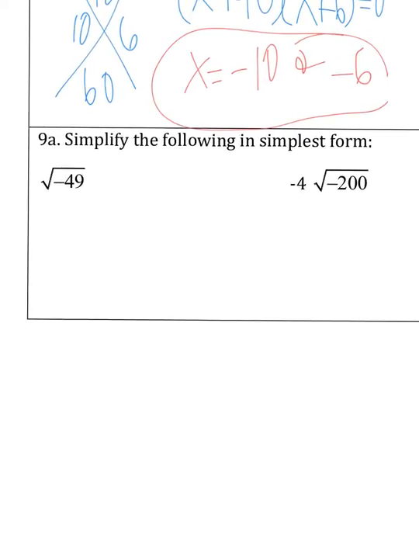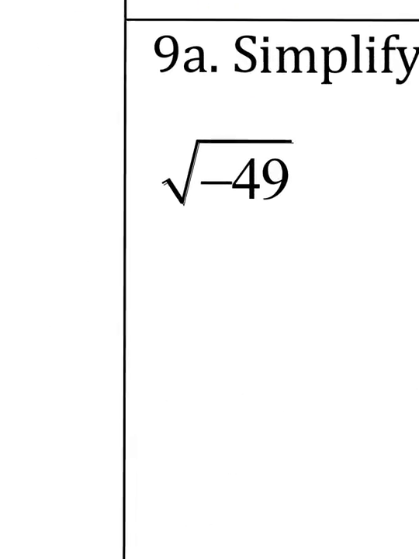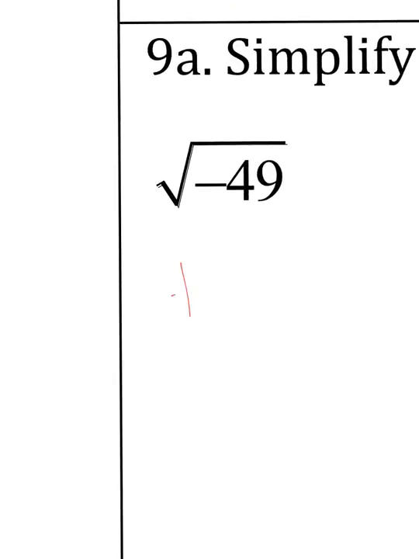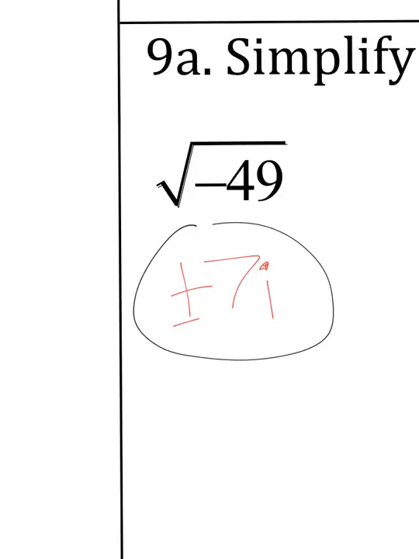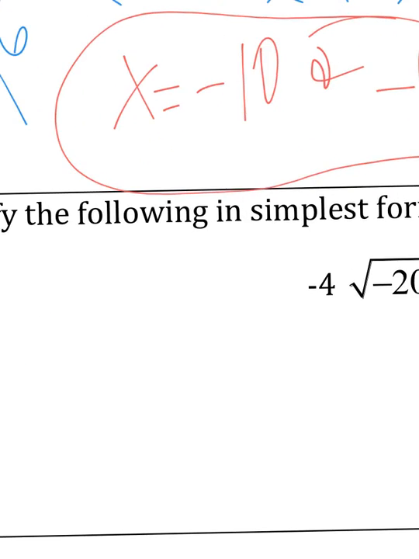Okay, last problem. Simplify the following in simplest form. Okay, so what's the square root of 49? That's plus or minus 7. What's the square root of negative 49? Plus or minus 7i. The most common mistake I hear people make is, I ask them, what's the square root of negative 49, for example? Let's just keep using this. And I'll say, what's the square root of 49? And they're like, 7. And then I'll say, okay, what's the square root of negative 49? And they go, negative 7? So no, it's just 7i. And then don't forget your plus or minus, okay?